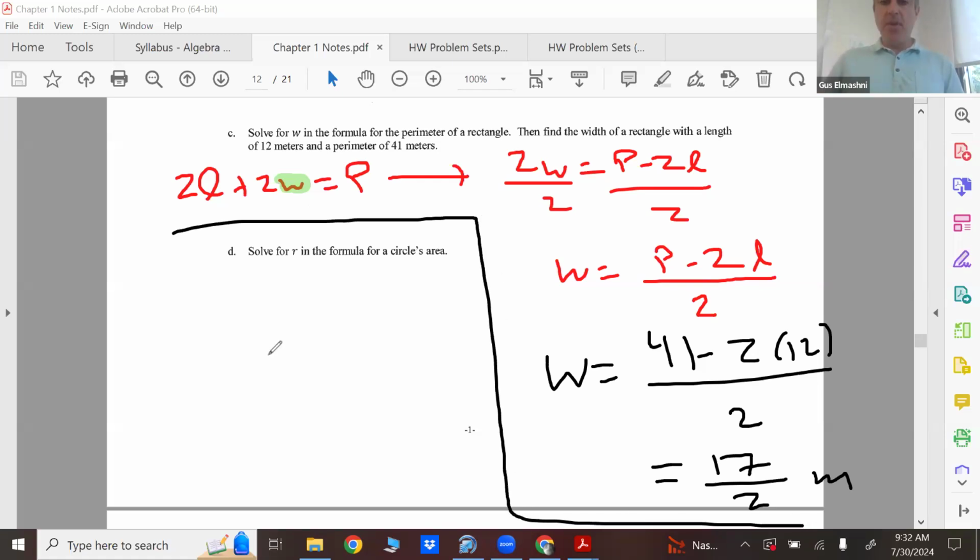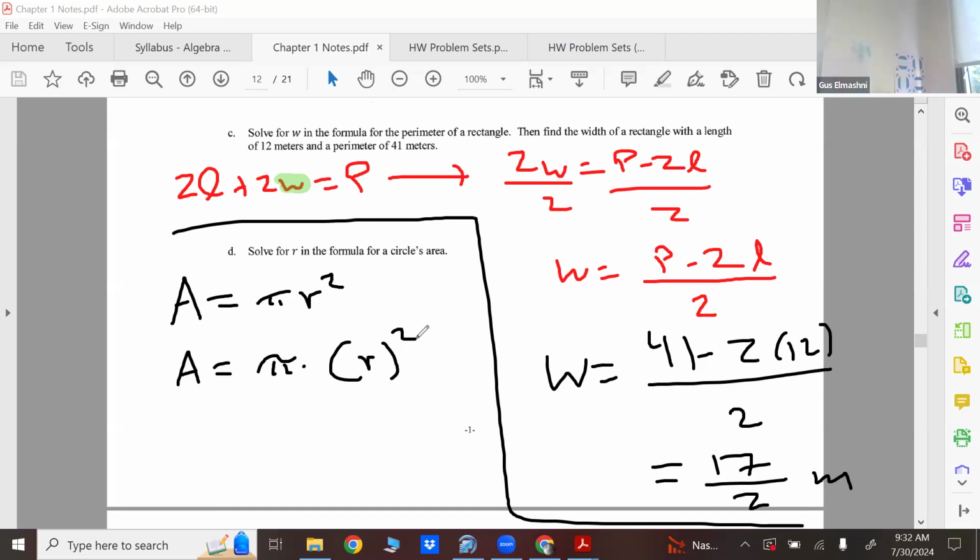Fine, part D. Solve for R in the formula for a circle's area. Well, what's the area of a circle? Pi r squared. Okay. So there's two things happening. Actually, I'm going to rewrite it like this. So R is being squared and also being multiplied by pi.